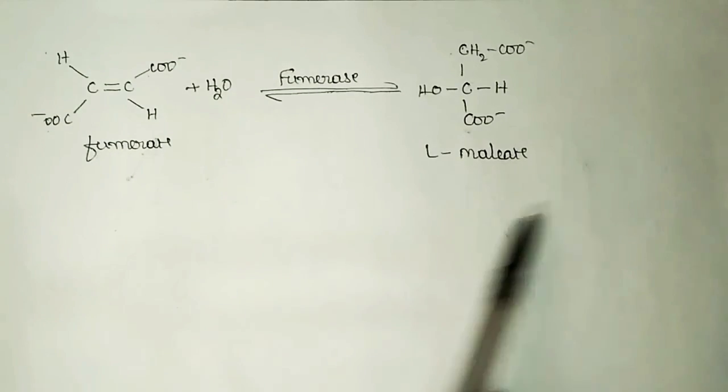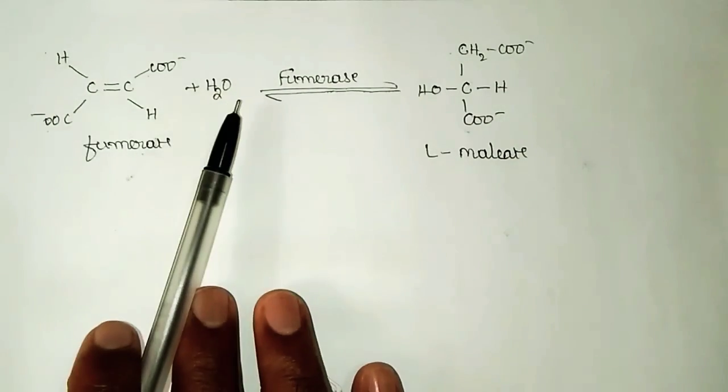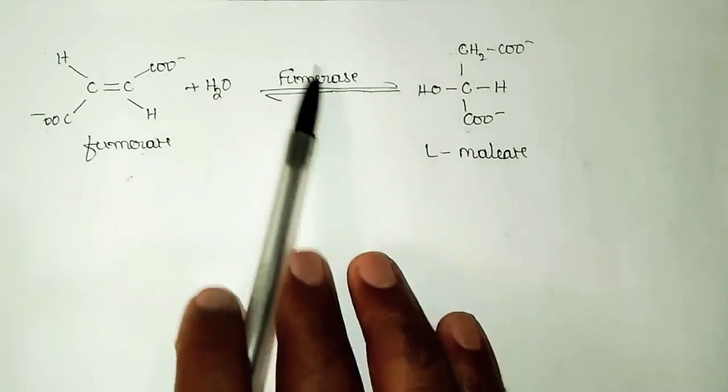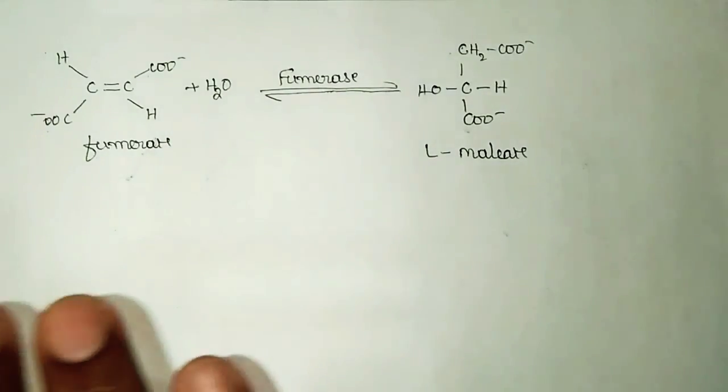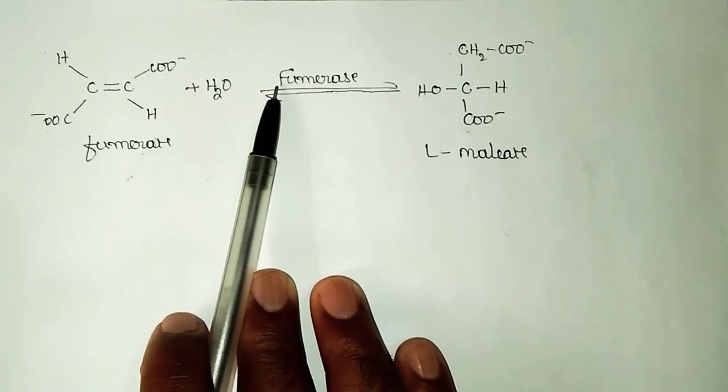So in this way, we can say that enzyme molecules have specificity towards a particular type of bond, towards a particular type of functional group, and towards a particular type of isomeric form. So that is about the specificity of the enzymes. Thank you.